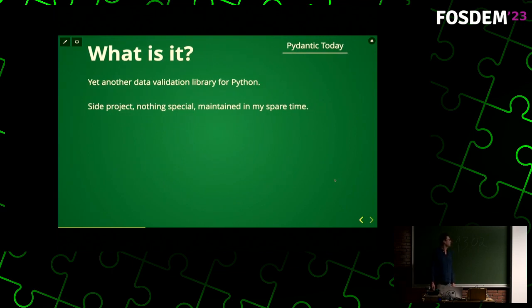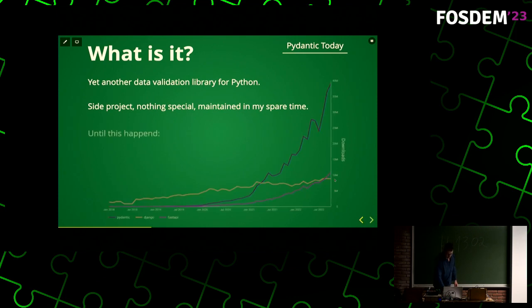What is it? Well, Pydantic is a data validation library in Python. It's not the first. It's definitely not the last. It started off as a side project, like so many open source projects. Nothing special. I maintained it in my spare time. People came along occasionally, said nice things, reported bugs, occasionally said not very nice things, and then something weird happened, and its usage went crazy.